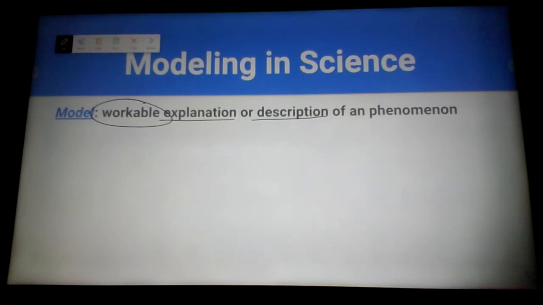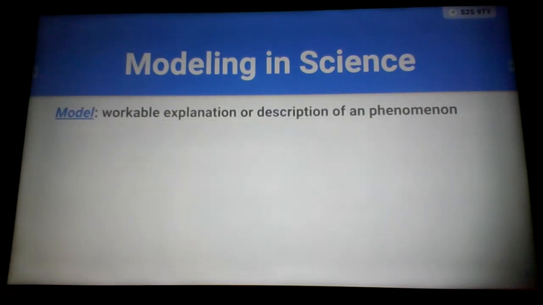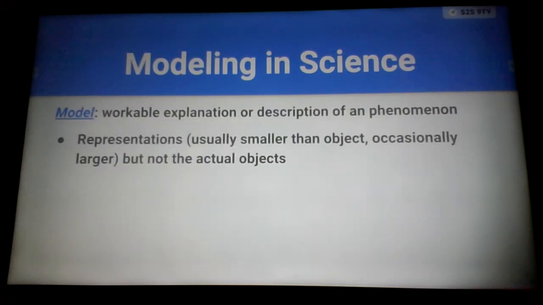You've seen models of atoms. That model's much larger than the actual atom. Most models are actually much smaller than the actual object. Think of a model airplane or a model car. Models are representations. Again, usually much smaller than the object, but occasionally much larger, such as in a model of an atom. They're never the actual objects, though. Models are only representations.